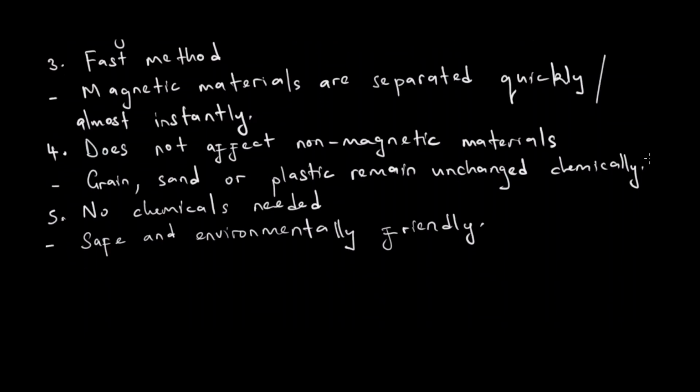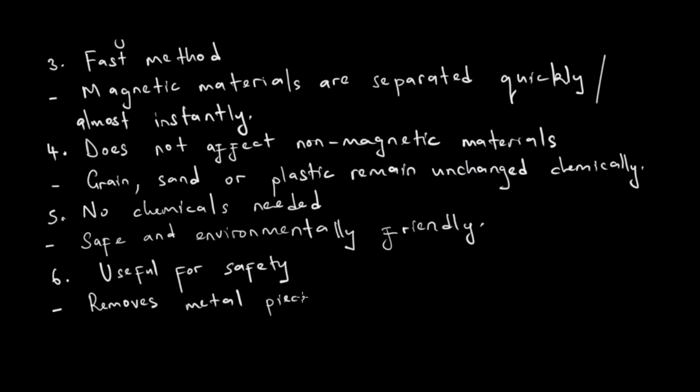Then is our number 6 advantage. It's useful for safety. What do we mean when we say useful for safety? Removes metal pieces from food grains, preventing injury. We are going to look at this in depth in our next lesson, but I'm just going to preempt a little, explaining what this point means.